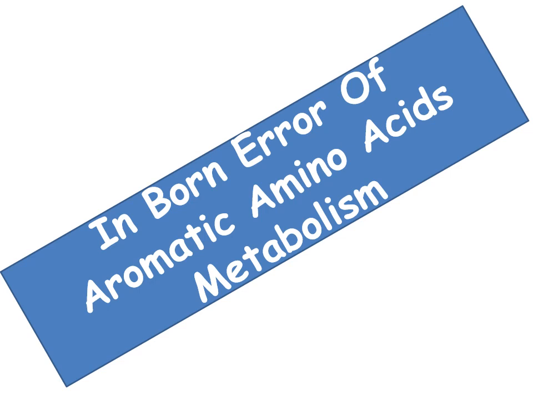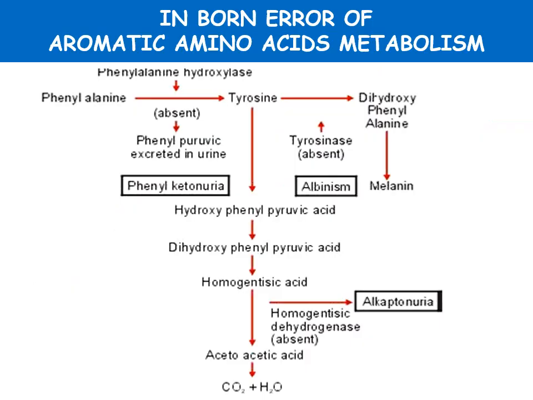Now the clinical part associated with amino acid metabolism, aromatic amino acid metabolism. There are certain inborn errors associated with the metabolism of phenylalanine and tyrosine. We will learn one by one. The first one is phenylketonuria.